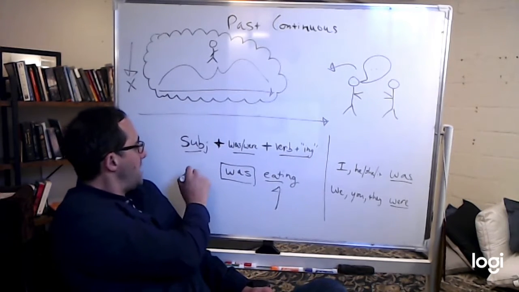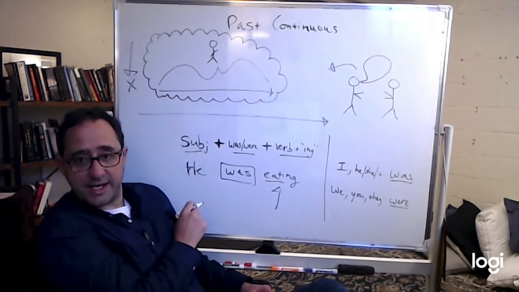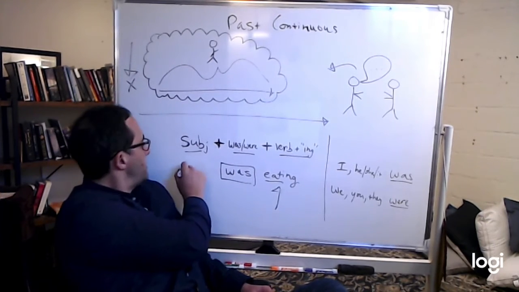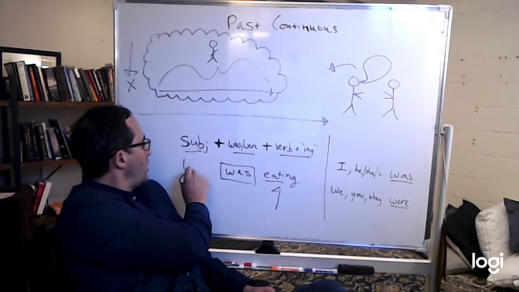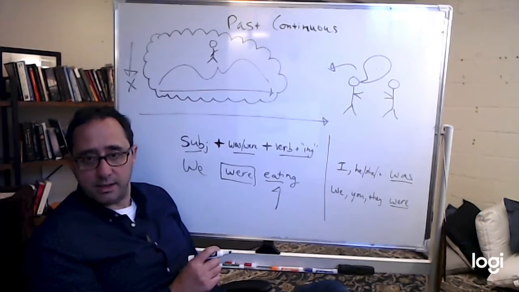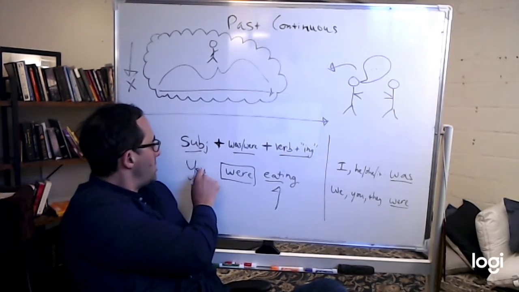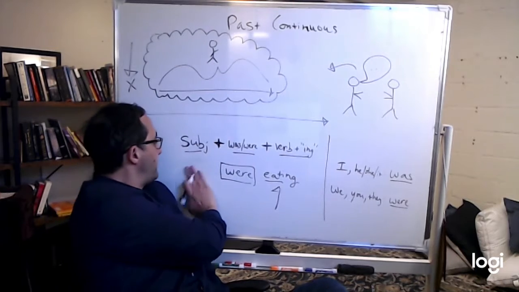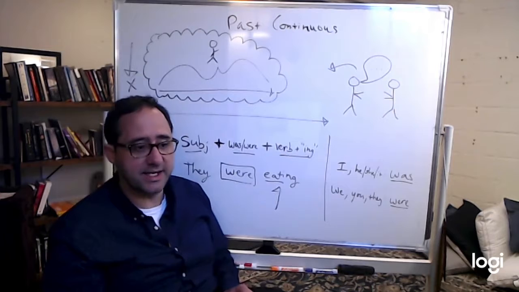So I was eating. He was eating. What was the dog doing? It was eating. What were we doing? We were eating. We were. What were you doing? You were eating. Or they were eating. That's how easy it is.